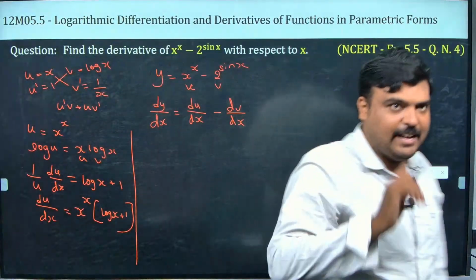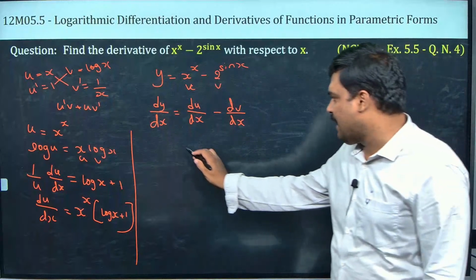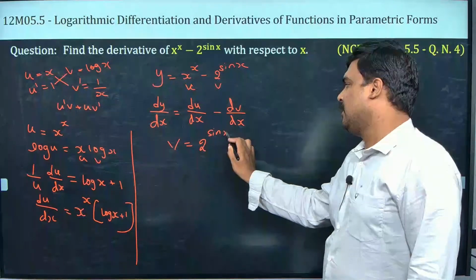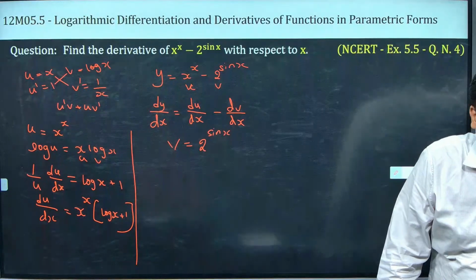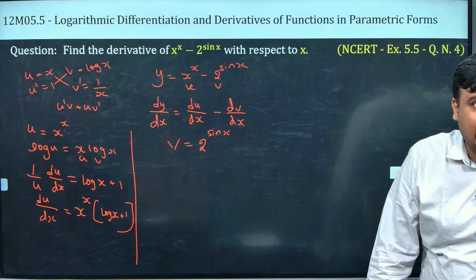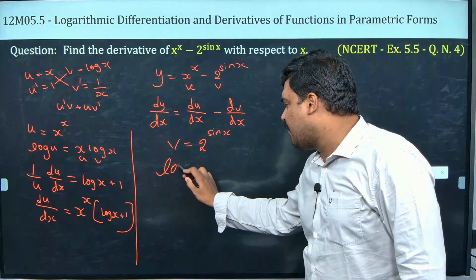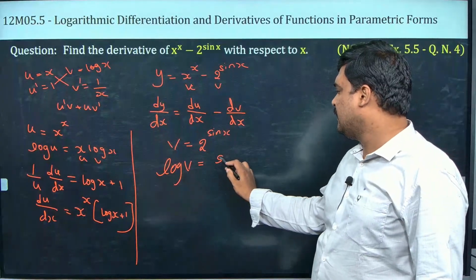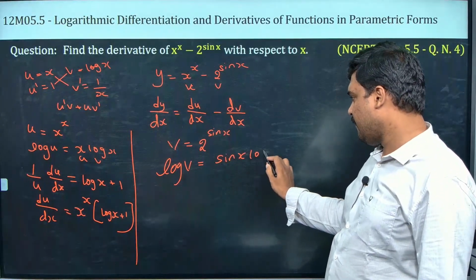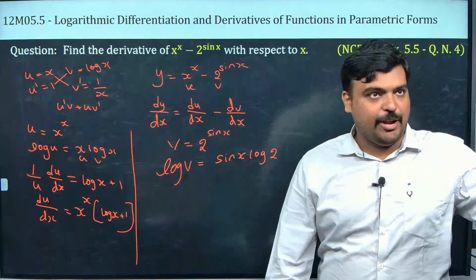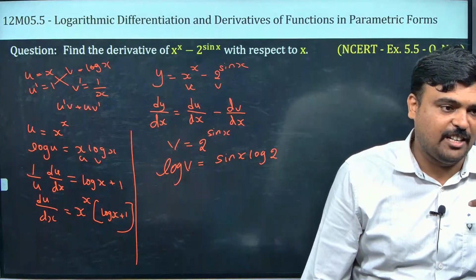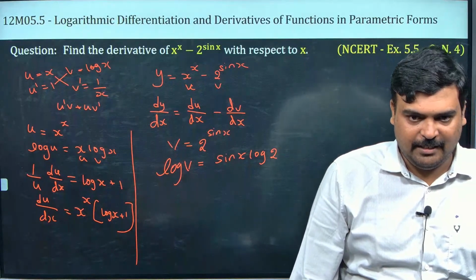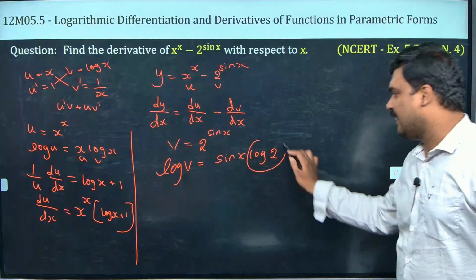Now the first part is over. What is the second part now? v is equal to what? 2 power sin x. Once again shall we take log? So what happens? Log v is equal to sin x log 2. Guys, don't worry about log 2, it is a constant. Log 2 is 0.3010.